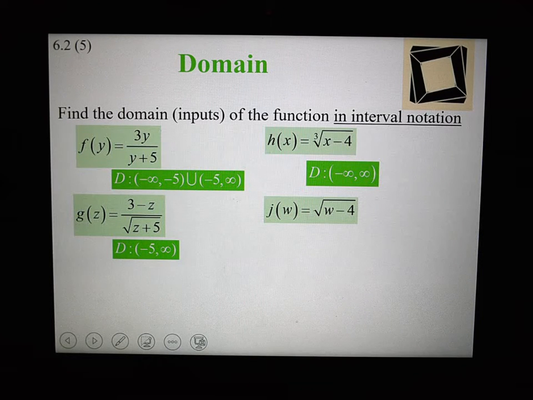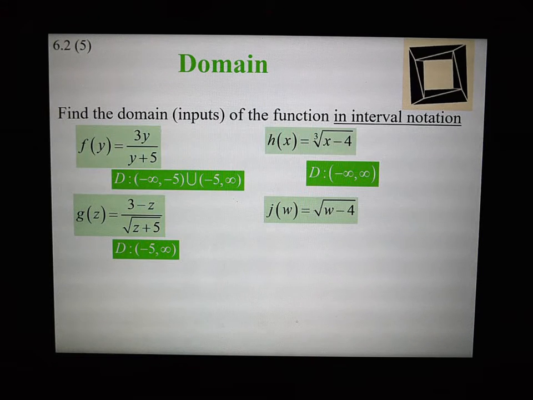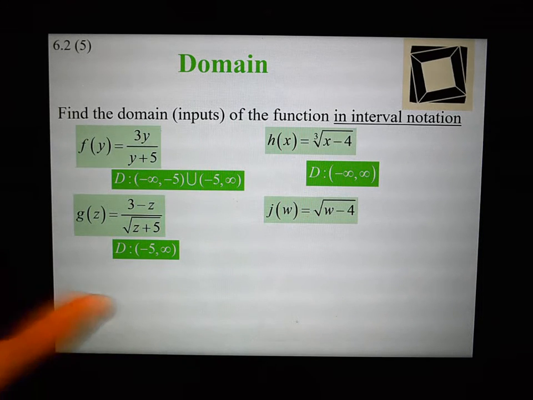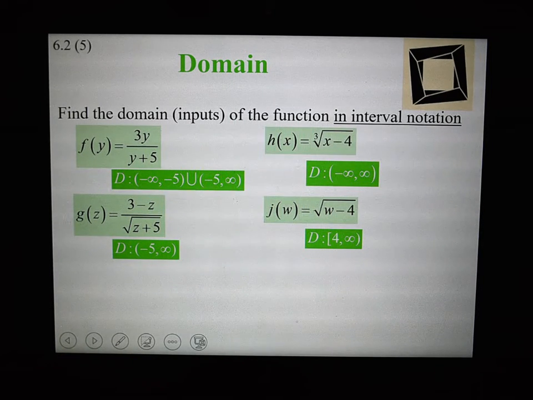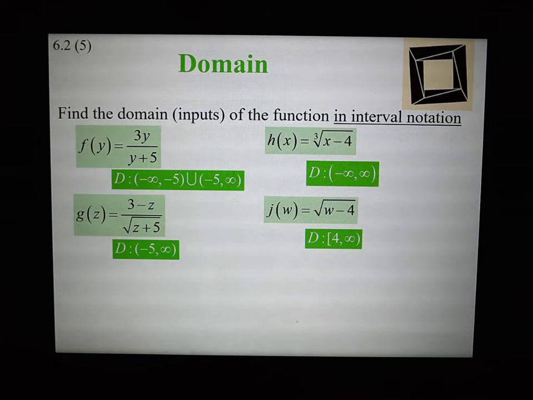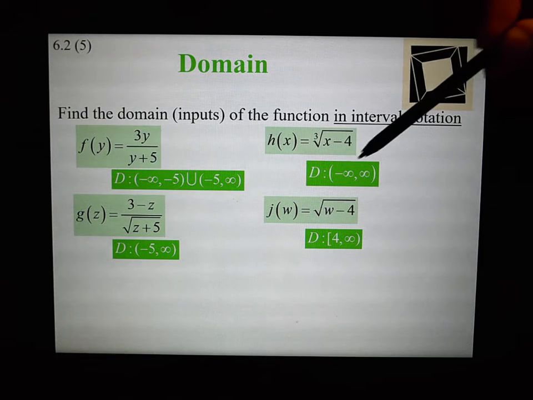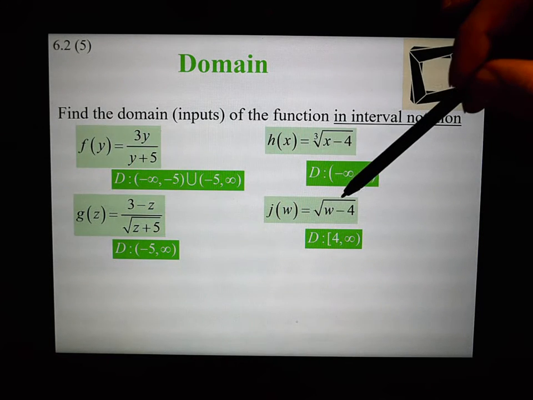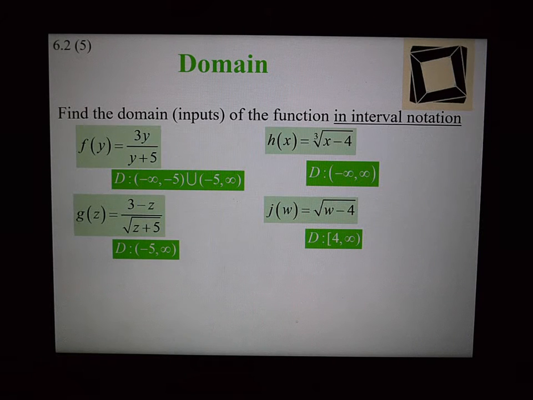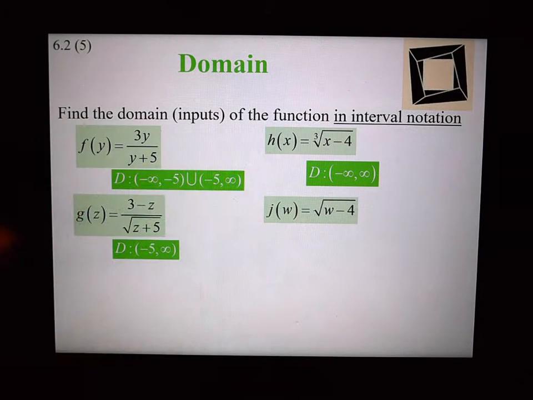What about this one? You can't have the square root of any negative numbers. So I have to have values of 4 or higher. Otherwise, if I had 3 in there, 3 minus 4 would be negative 1. I can't square root a negative number because then it would be imaginary.